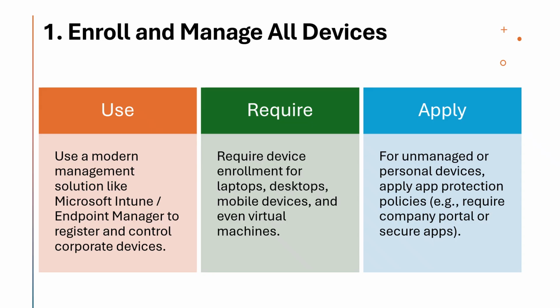compliance standards. For unmanaged or personal devices, app protection policy must be applied to safeguard data, for example, requiring users to access resources through the company portal or other secure applications. By enforcing these practices, enterprises can maintain consistent security across both managed and unmanaged environments, minimize risks from shadow IT, and strengthen compliance with enterprise security standards.